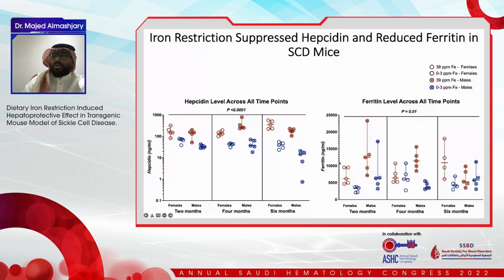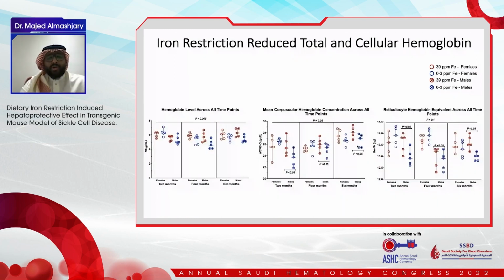Then we went ahead to measure the ferritin, the body iron stored in these mice. Generally, ferritin is quite high, as Dr. Uthman showed us in his presentation. Ferritin is quite high in hemoglobinopathies, and also in sickle cell disease. But nevertheless, the dietary iron restriction was able to lower the ferritin level significantly across all time points in these mice. We went ahead and wanted to know what happens at the RBC parameters level.